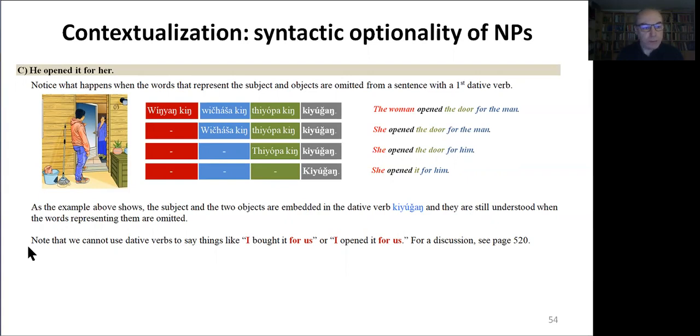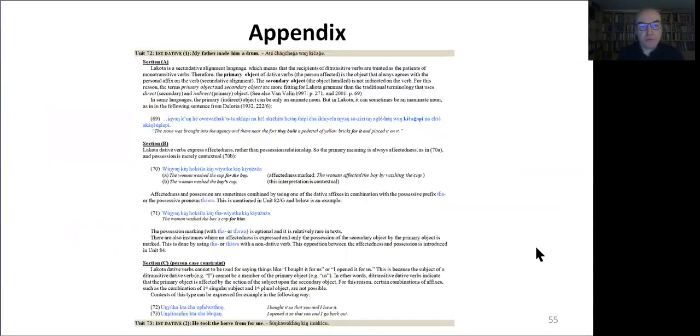Additionally, we also commonly use additional notes and comments such as this: "Note that we cannot use dative verbs to say things like 'I bought it for us' or 'I opened it for us.' For a discussion, see page 520." So this cross-reference, there are many cross-references of this type that point to the appendix section, which is very extensive.